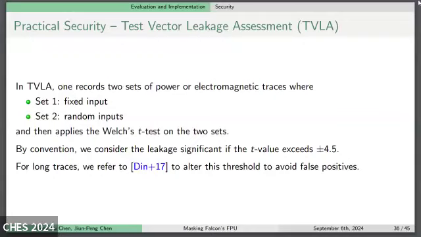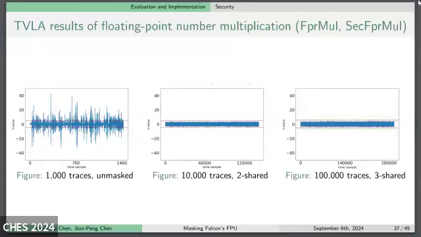And for very long traces, we refer to Ding and his team's work to alter this threshold to avoid false positives. And here's the result of our TVLA. It's on floating point number multiplication. From left to right are unprotected multiplication, our 2-share design, and our 3-share design. The red dotted lines are the 4.5 thresholds, and the green dotted line in the right graph is the altered threshold. It's slightly larger than the 4.5 threshold.